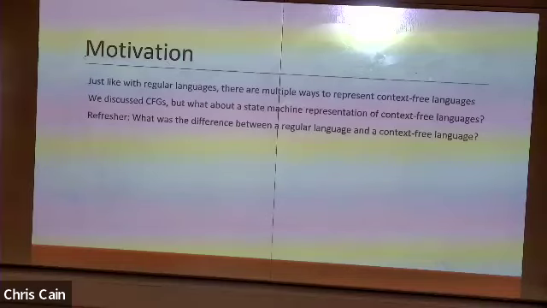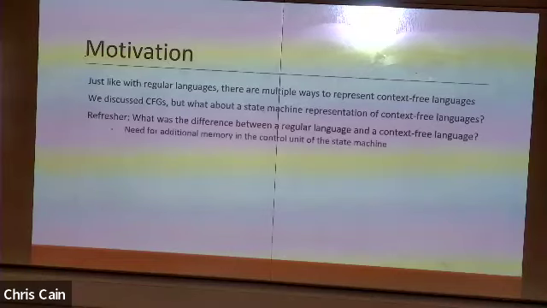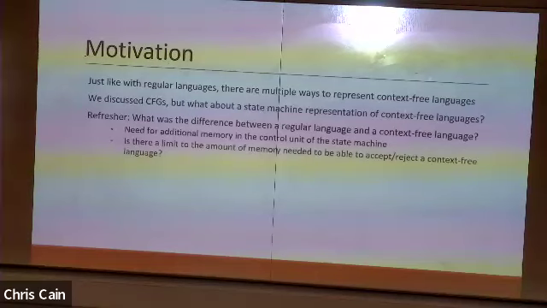So a state, what are you doing? A state is a combination now of the state that you're in and what symbol is on the top of the stack. So we need additional memory in the control unit for a state machine.